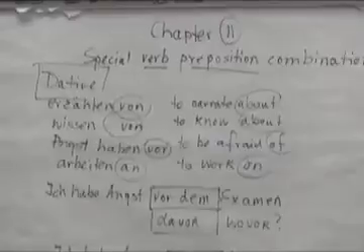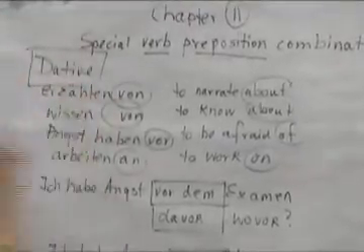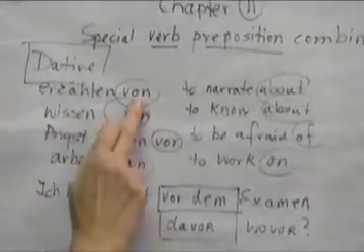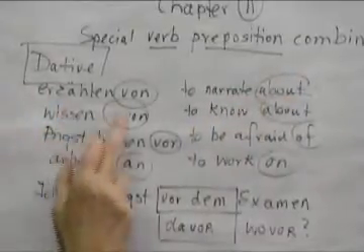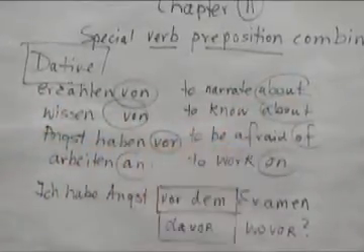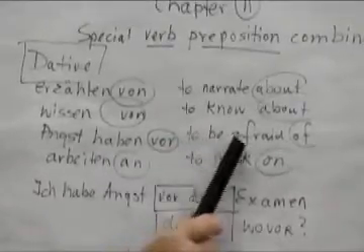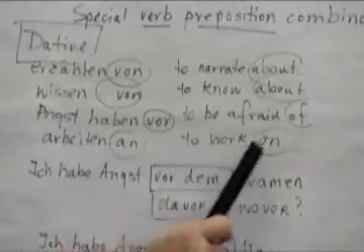Now, there's a group of verbs that are always followed by dative, and they are erzählen von. In English you would say to narrate about. Wissen von, to know about. Angst haben vor, to be afraid of. Arbeiten an, to work on.